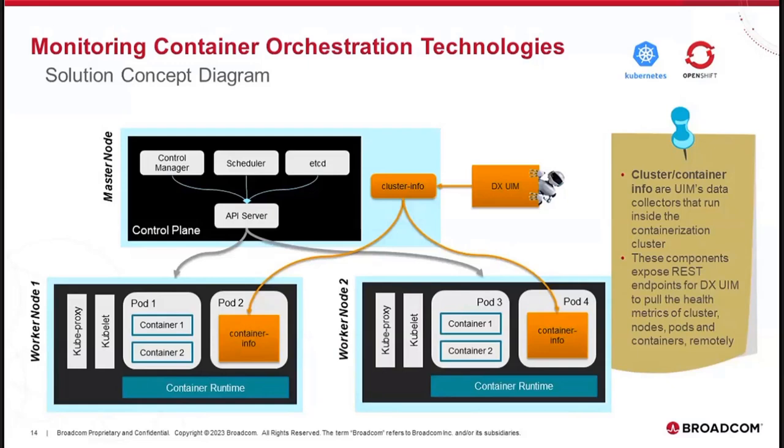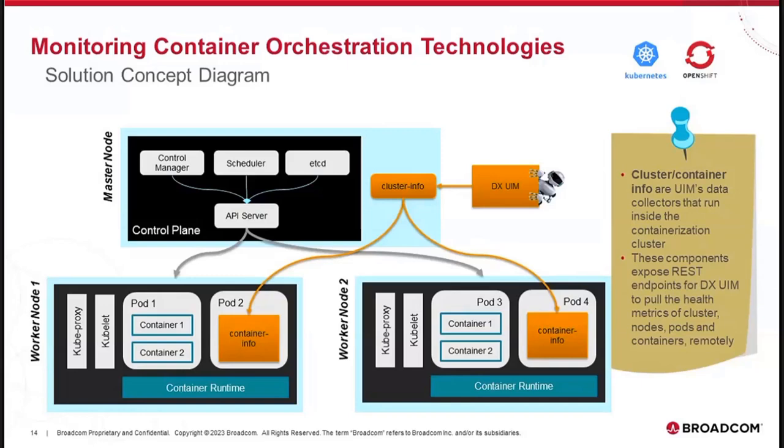So at the top level, we are talking about two software components. One is the cluster info right over here in the master node, and the second one is the container info. These are the two images which are going to be shipped from DX UIM, and these are kind of reusable components from APM as well. So what is the significance of these two components?